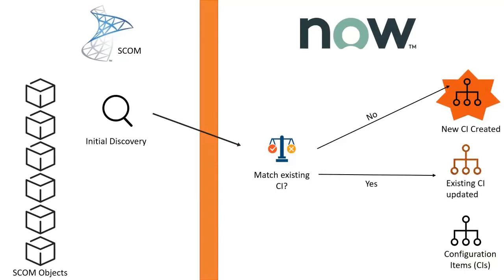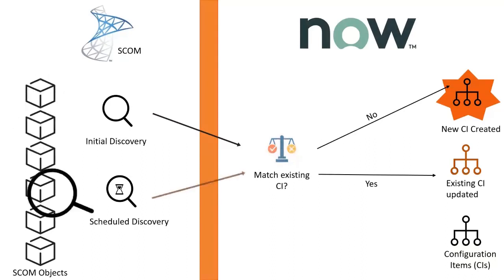So when I say we, this is actually the identification and reconciliation API and functionality that's built into ServiceNow. It's their recommended way for ingesting CIs into the CMDB. We haven't sort of reinvented the wheel there. You can also schedule discoveries. So once you've done that initial discovery, you want to keep your CMDB up to date. Exactly the same process here. We'll scan your SCOM objects and match them against rules and create and update CIs depending on what's gone on.